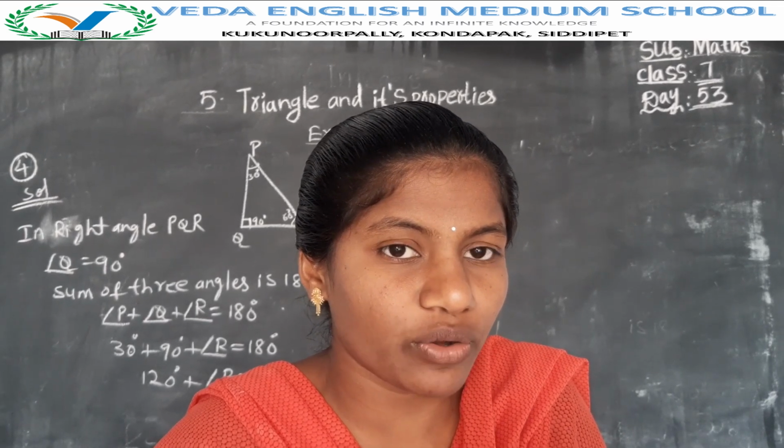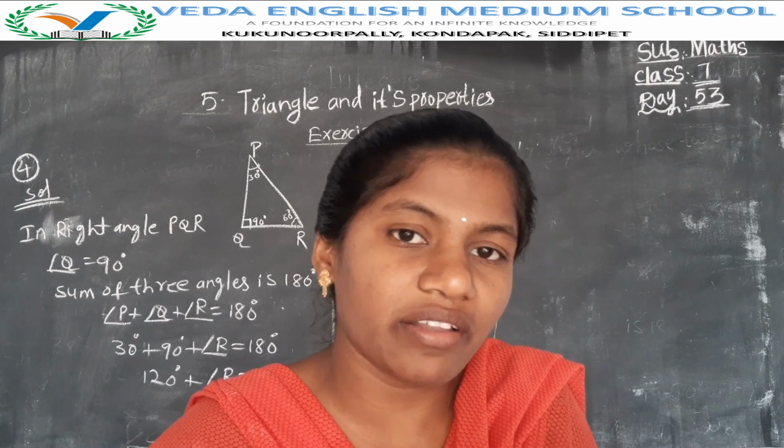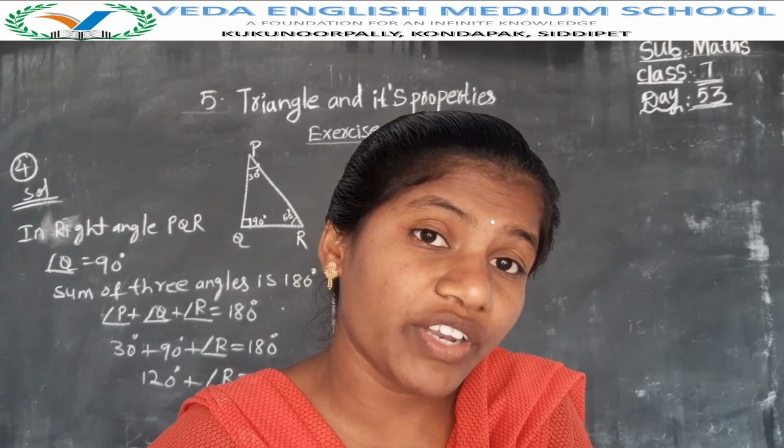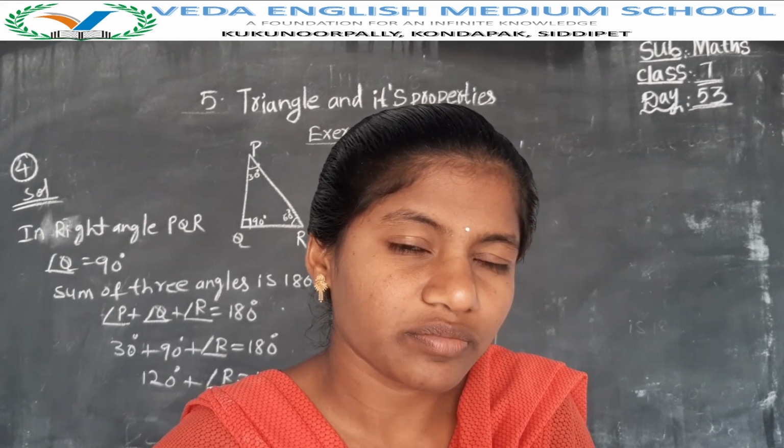Obtuse means more than 90. How is it possible? No. If one is 100 and another one is 100, then 100 plus 100 you will get 200. But the sum of three angles should be 180.